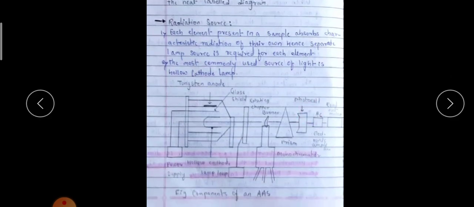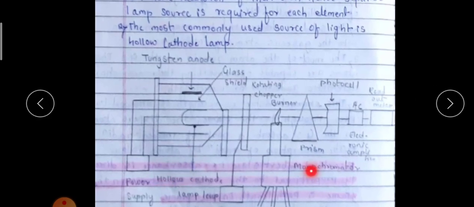Here you can see the components of the AAS. First of all, the power supply is there. Next to that, the hollow cathode lamp is there. Then the rotating chopper is there, the burner is there, the prism is there, the photocell is there, then the amplifier is there, and the last one is the readout device, or say readout meter.